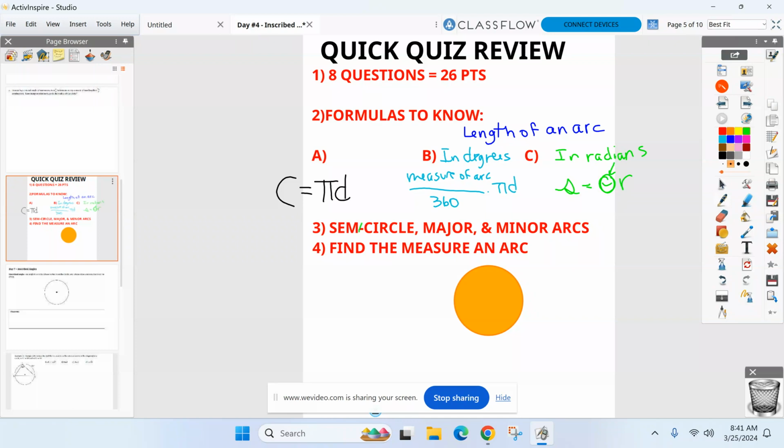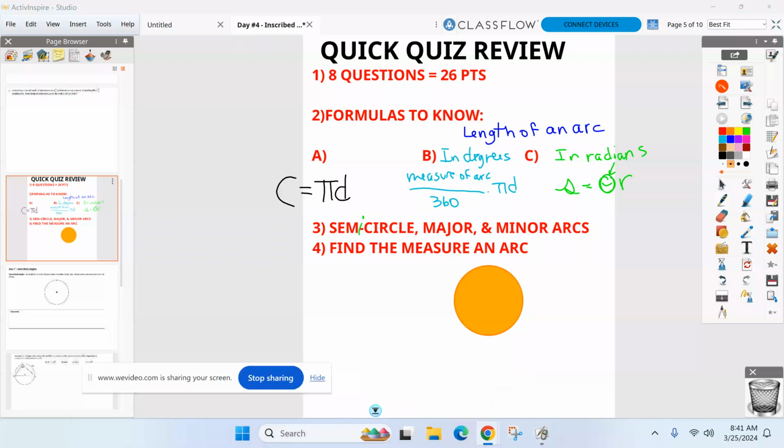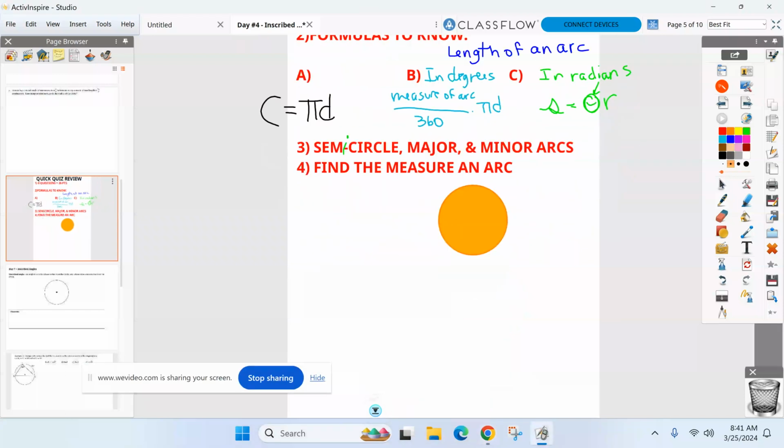One job. Know what a semicircle is, a major arc, and a minor arc. Know the difference between the 3. And how to find the measure. This was length of an arc, how to find how long it is, how to find the measure. Quick example, probably not going to be this easy, but let's say that's the center. That's 60 degrees right there, my central angle, 60 degrees. And I want to find what's this arc measure right there.